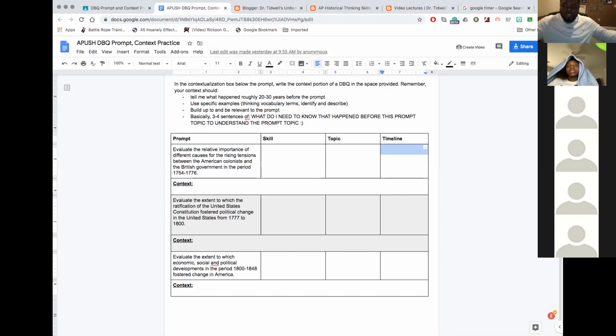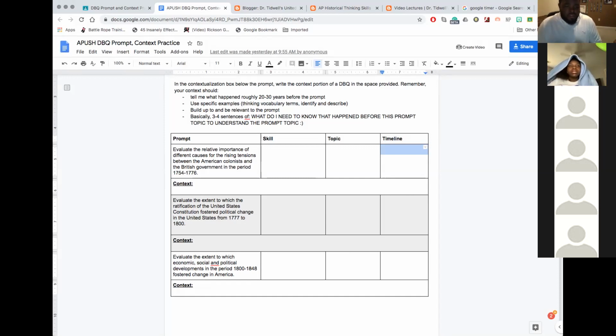Last one, Aswaria is on you. I just need to hear the skills and topic. All right, the prompt: evaluate the extent to which economic, social, and political developments in the period of 1800 to 1848 fostered change in America. What's the skill? This is a little harder one, but I'm gonna help you out. Just give me at least one.